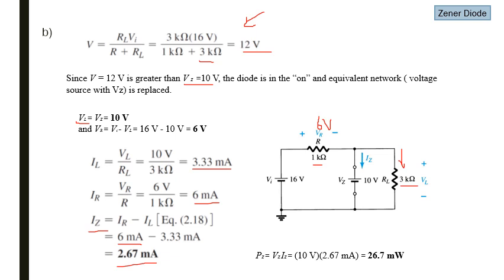And we can calculate the power being dissipated by this Zener diode with this equation: P is equal to Vz, that is 10 volt, times the current flowing through the diode, 2.67 milliampere. This is equal to 26.7 milliwatts.